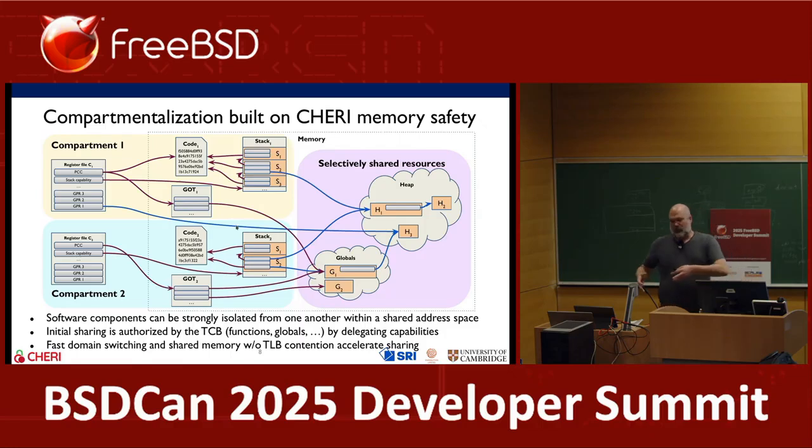But there's no process switching. There's no context switching, or very little context switching. So we can build extremely fine-grained compartments, potentially multiple orders of magnitude more than were possible with current process-based technologies.